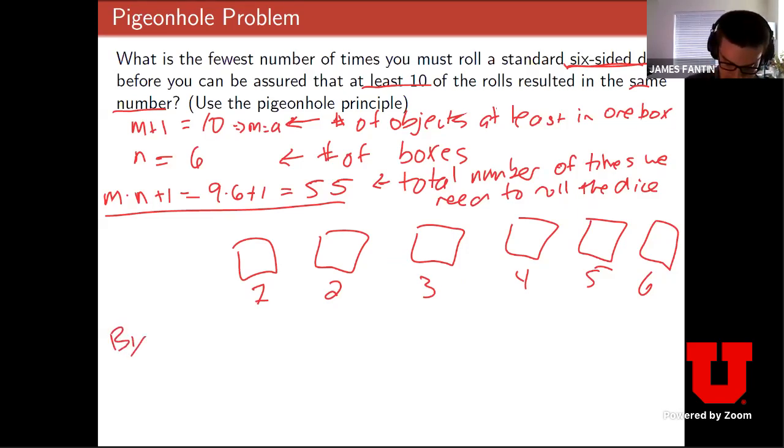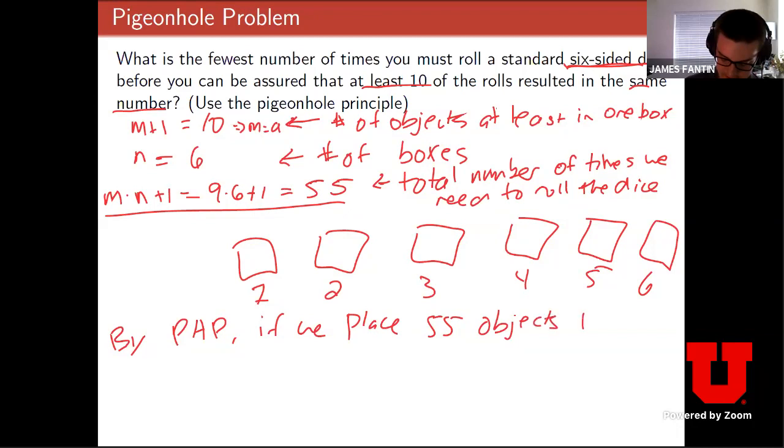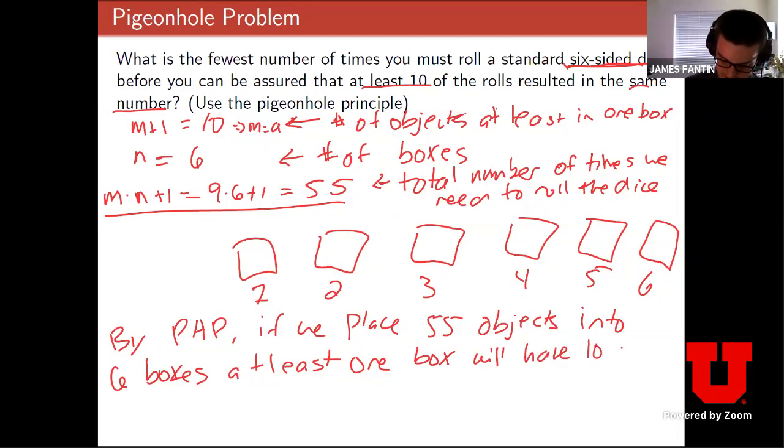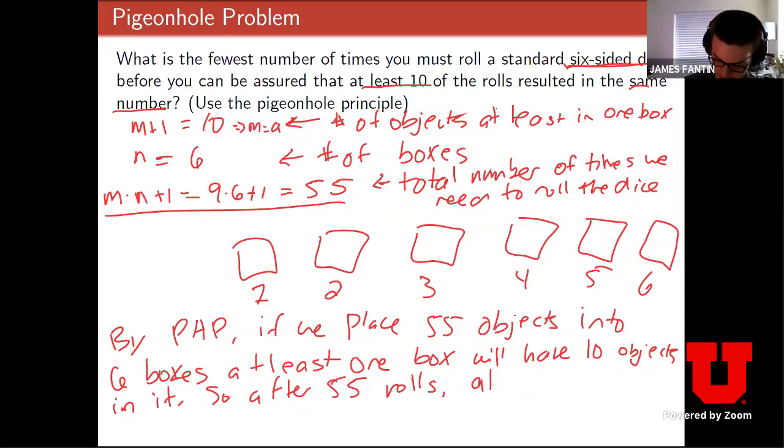So we could explain by the pigeonhole principle, if we place 55 objects into 6 boxes, at least one box will have at least 10 objects in it. So after 55 rolls, at least 10 rolls will result in the same number.